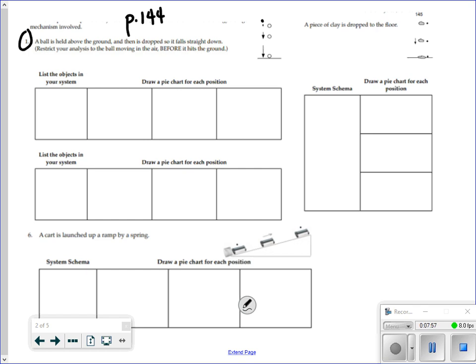So list the objects in your system. Which objects have energy or can transfer energy? We're talking about the ball, all right? And then everybody wants to say the earth or like the ground, but really, actually what everybody wanted to say was gravity. And I said, well, what causes the gravity? The earth causes the gravity. So that's the main thing. And we did this twice. We did this once just assuming we're dropping it off the table in the classroom, and once we're dropping it off the Empire State Building, in which case we would have air resistance to worry about.